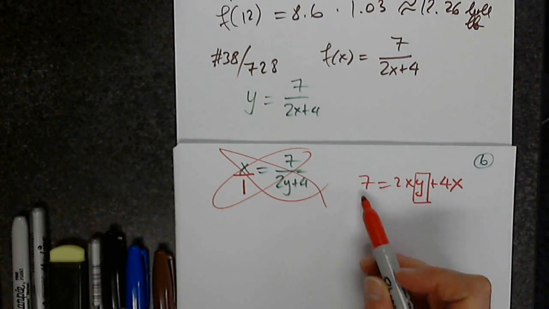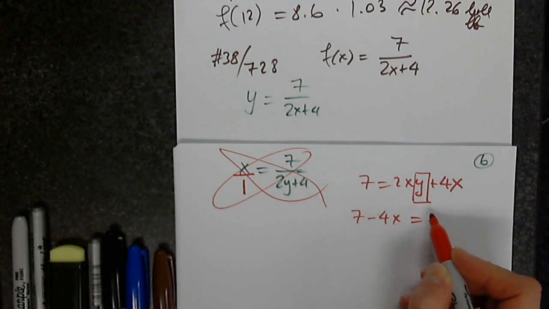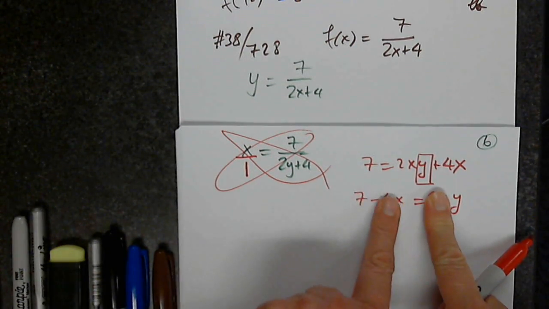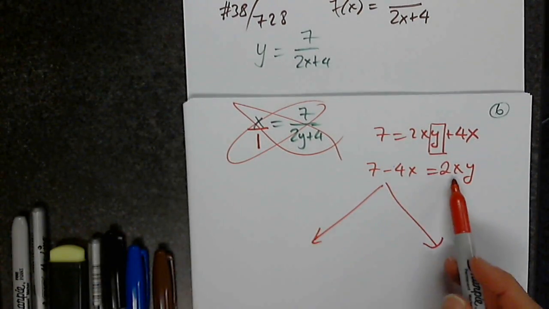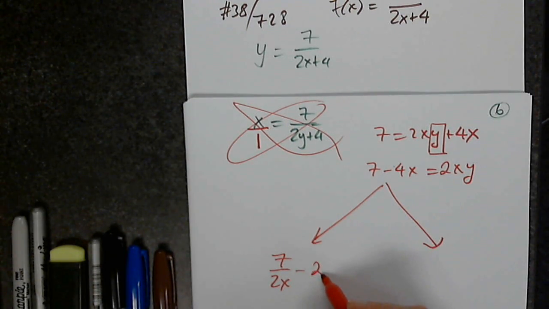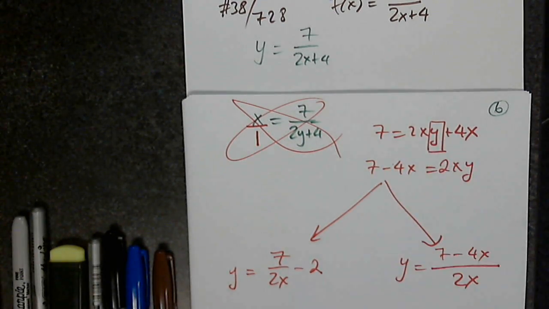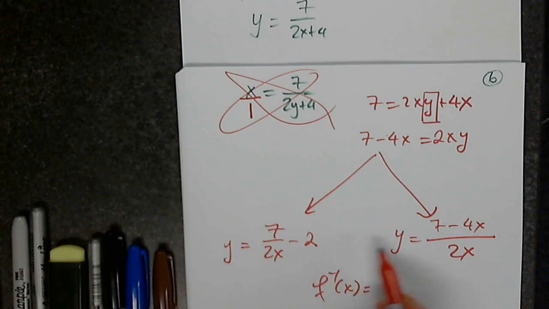So what do I have to do? And divide by? 2x. Right. So you have two options here. You have to be very careful. One option is to divide both sides by 2x term by term. So if I do that, I have 7 over 2x minus 4x over 2x, which is negative 2, and that is y. The other option is to just divide by 2x as one term. Both are correct. So f inverse is, let's say, this or this. It doesn't matter. I prefer this, but it's the same thing.